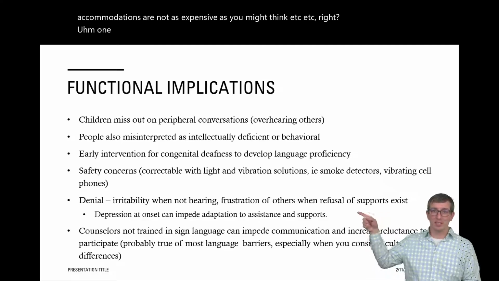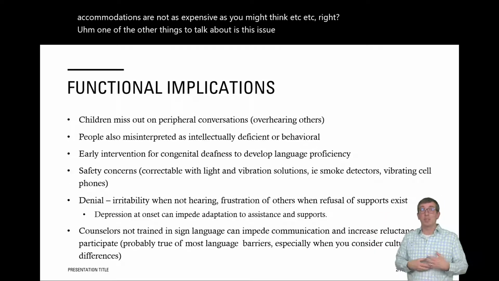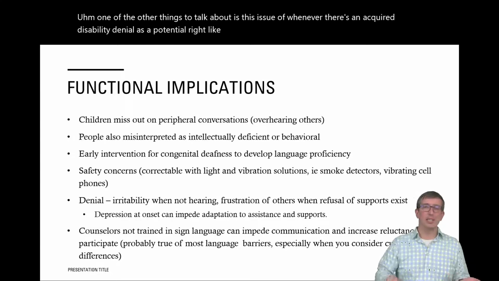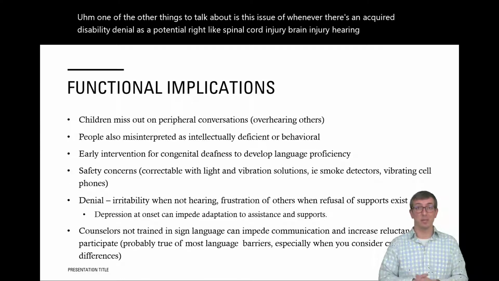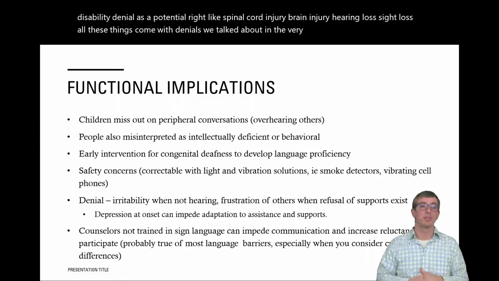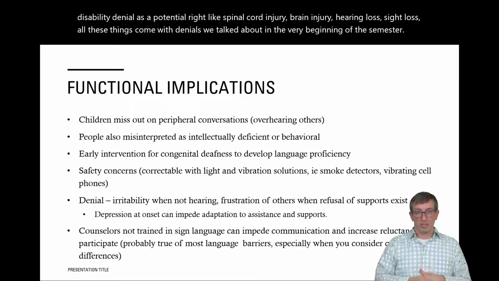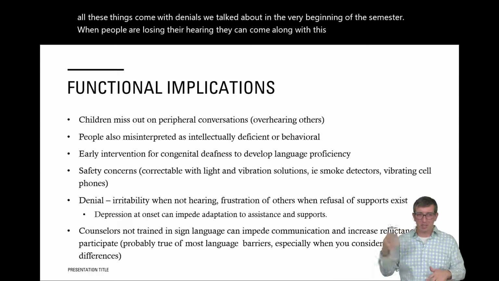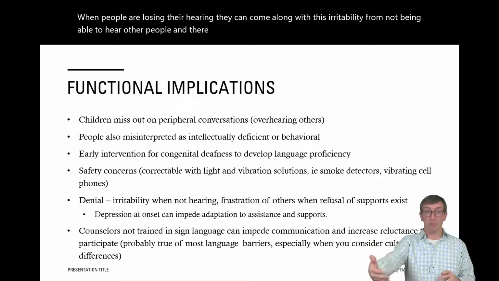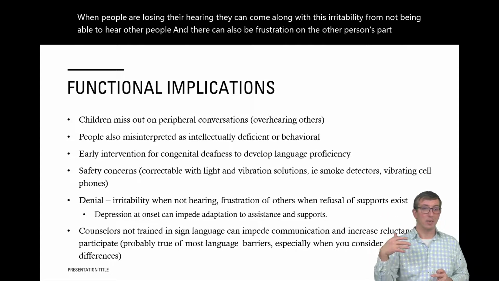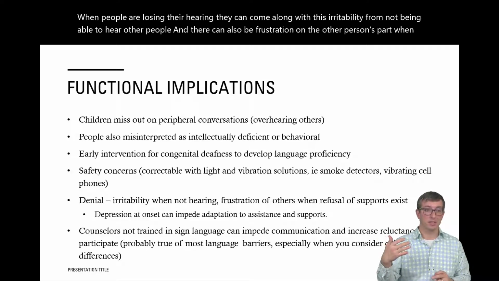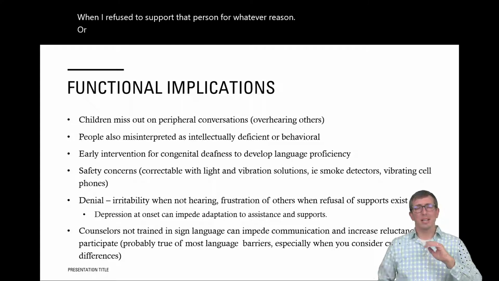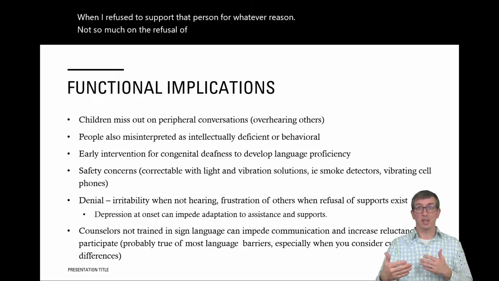One of the other things to talk about is this issue of whenever there's an acquired disability, denial is a potential, right? Like spinal cord injury, brain injury, hearing loss, sight loss, all these things come with denial. So we talked about it in the very beginning of the semester. When people are losing their hearing, that can come along with irritability from not being able to hear other people.